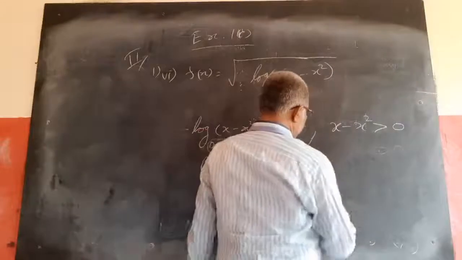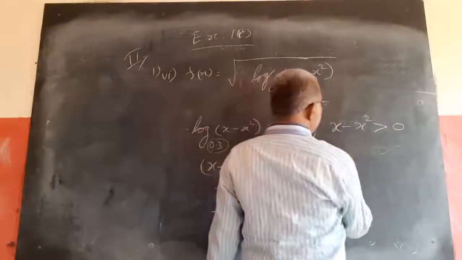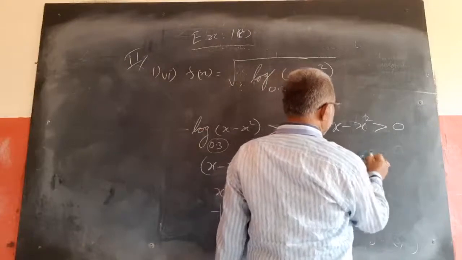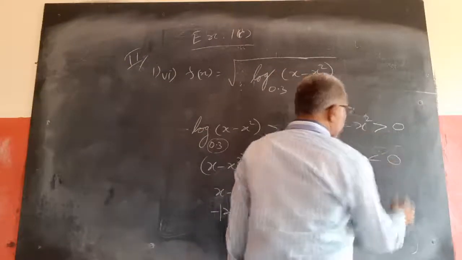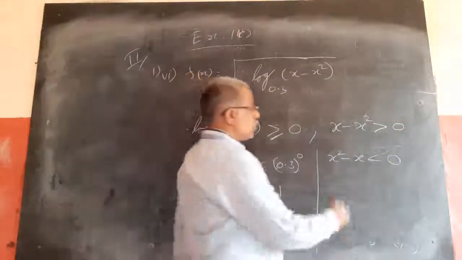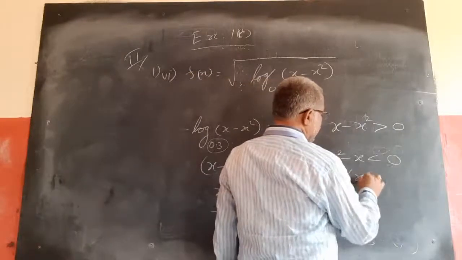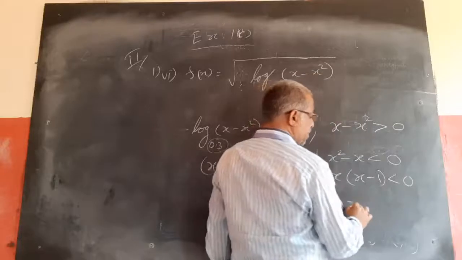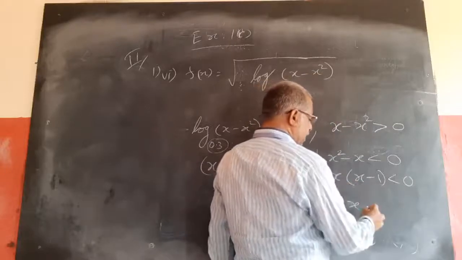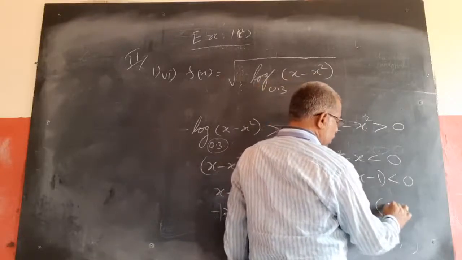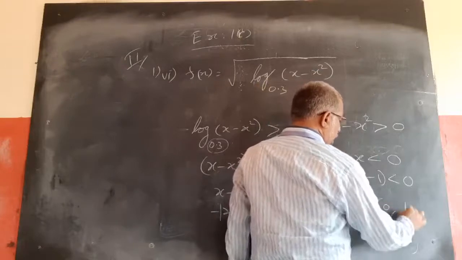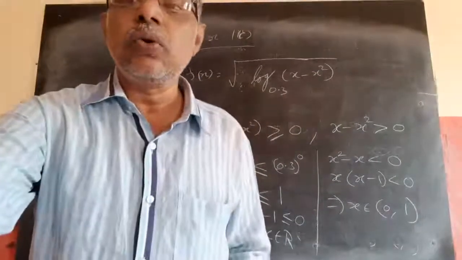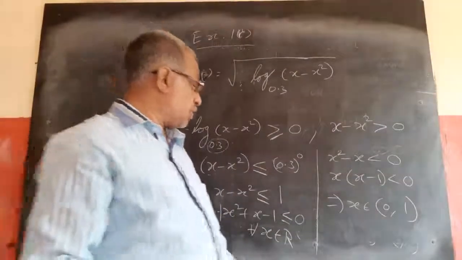Now coming to here. If I take minus common first, x square minus x less than 0. So I can write x into x minus 1 less than 0. Less means x lies between 1 and 0. So x belongs to 0 comma 1, not including.